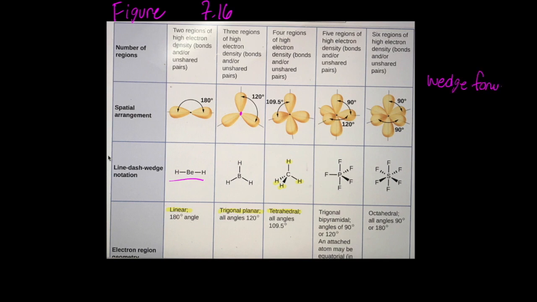Like 3D, put on your 3D goggles and pretend like that's coming towards you. And a dash. So a wedge looks like this, and a dash looks like this. So a dash means it's going behind.